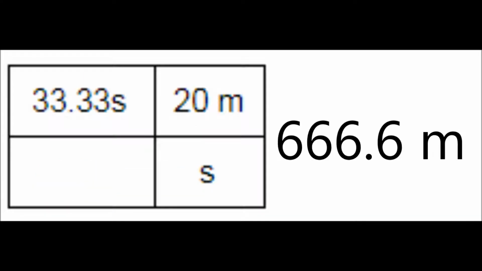Next, we can begin work on the displacement equation. To do this, we take the deceleration time of 33.33 seconds and multiply it by the initial speed of 20 meters per second. Upon doing this, we get a total distance of 666.6 meters.